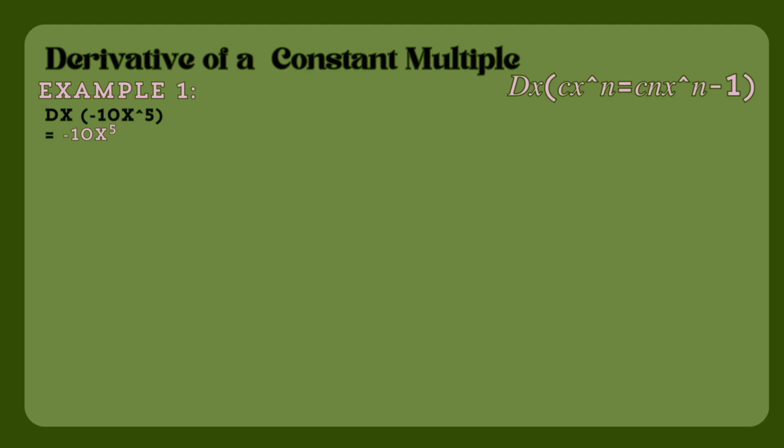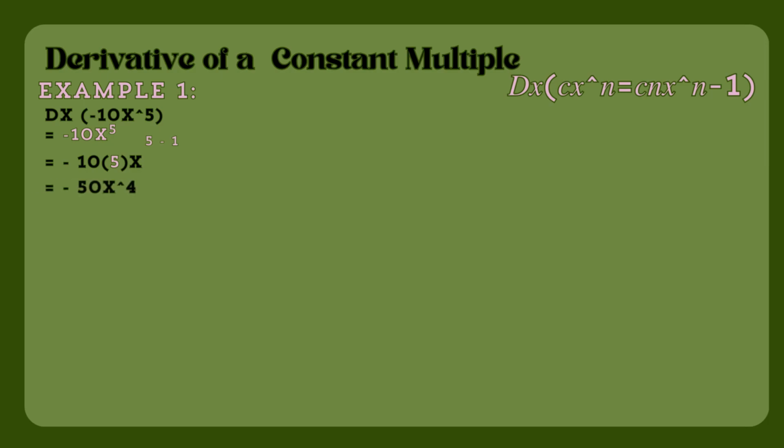We can now determine the derivative of the given function by simply copying the constant negative 10, then deriving the function with respect to x. The derivative of x raised to 5 is 5 times x raised to 4. Why does the exponent 5 become a 4? Don't forget the rule nx raised to n minus 1. So if we write it out, it will be negative 10 times 5x raised to 5 minus 1, and the final answer is negative 50x raised to 4.